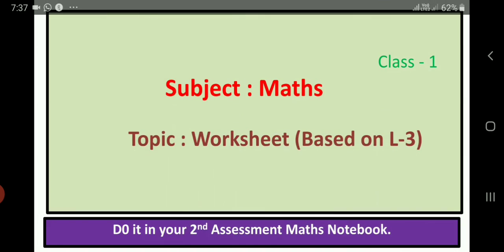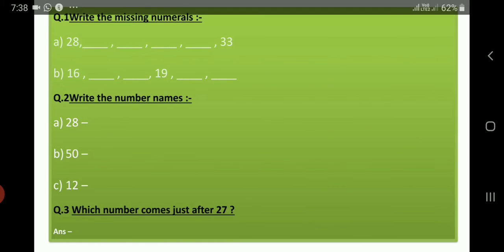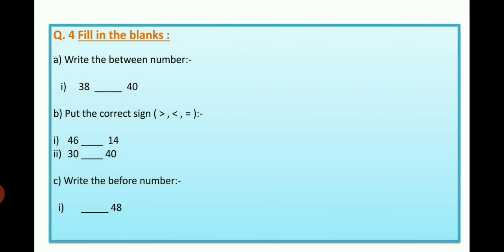So, as we have completed lesson 3, I have prepared one worksheet, which you have to do in your second assessment maths notebook. Here are the questions. In question number 1, write the missing numerals. Question number 2, write the number names. Question number 3, which number comes just after 27? Question number 4, fill in the blanks. Here different types of questions are there. Read it and then fill in the blanks.